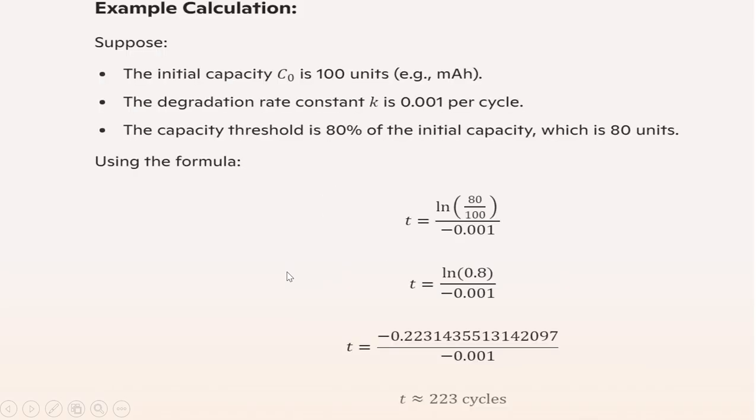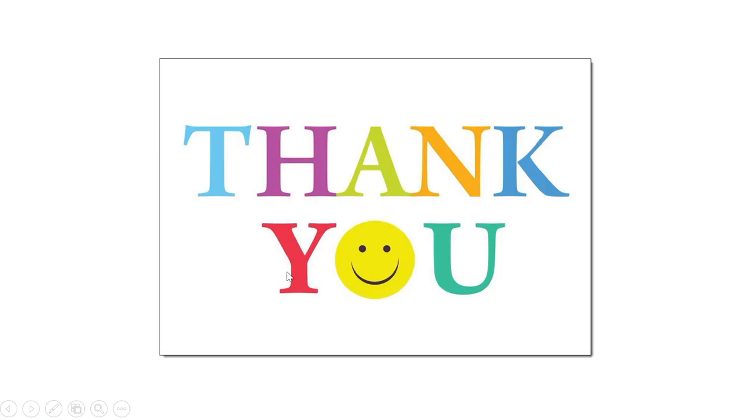Suppose the initial capacity C naught is 100 units in mAh. The degradation rate constant is 0.001 per cycle, and the capacity threshold is 80% of the initial capacity, which is 80 units. Using this formula, we get t equal to log of 80 upon 100 divided by minus 0.001. By calculating, we get t approximately equal to 223 cycles. That's how we can find the battery life using XRD. Thank you.